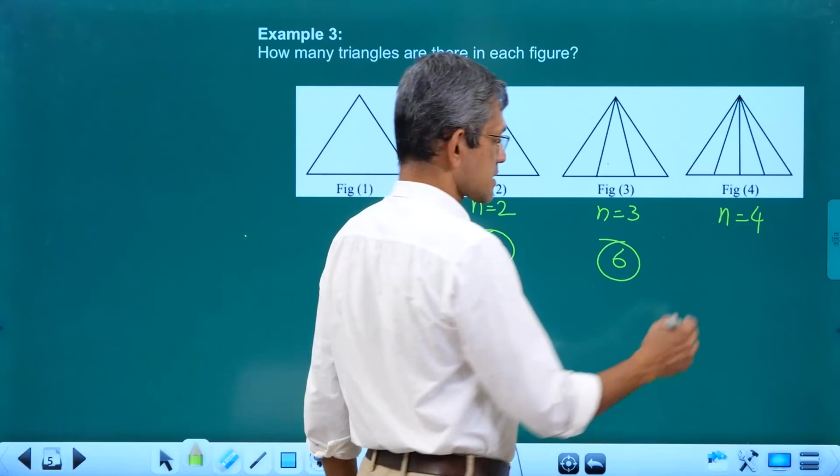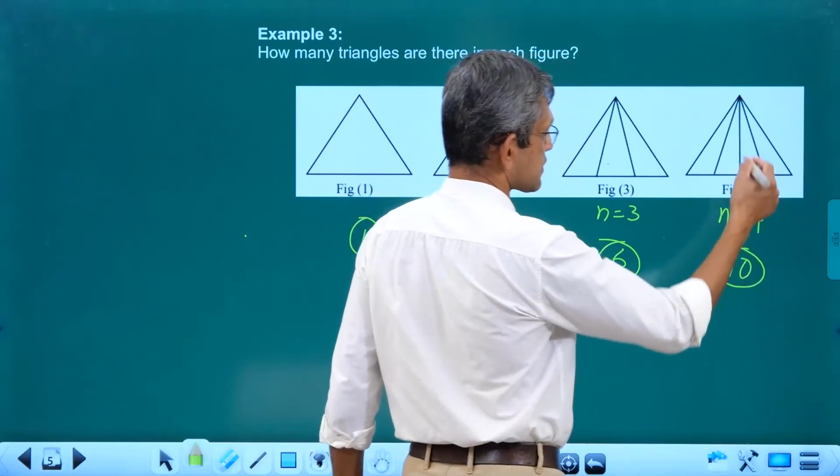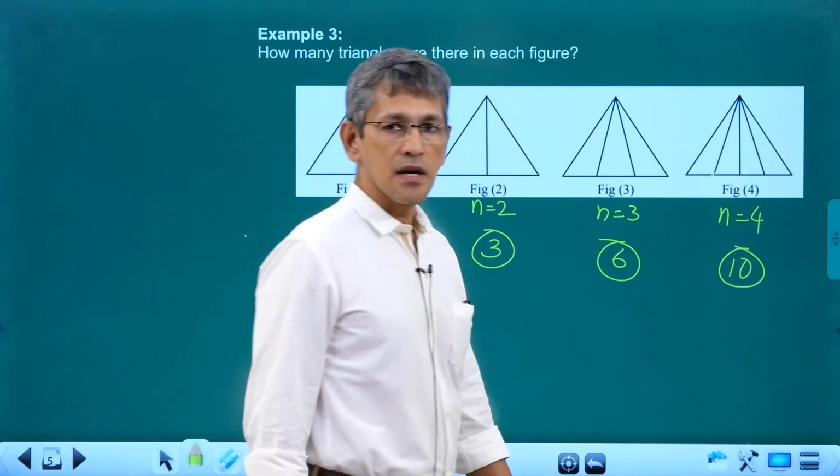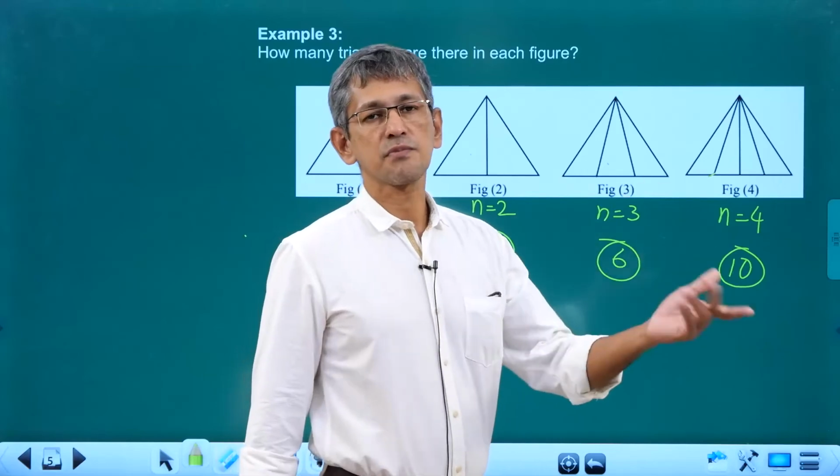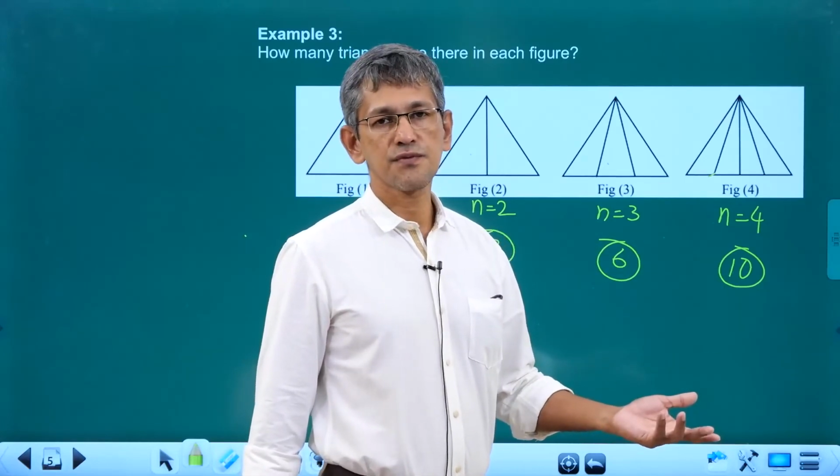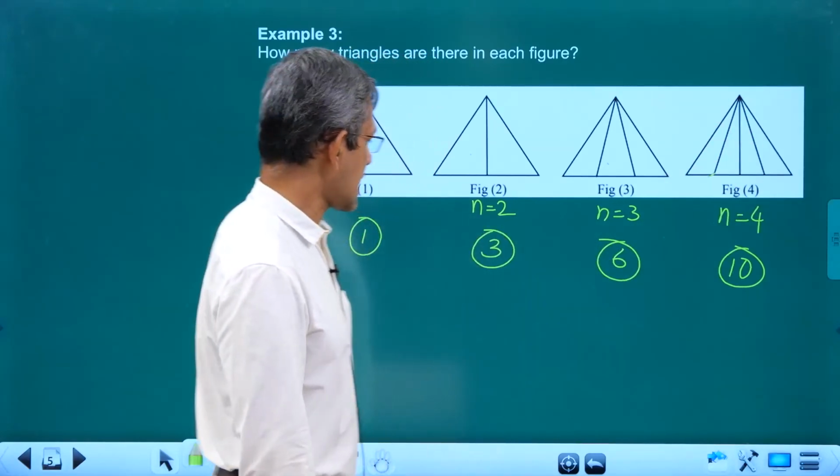So 10 triangles. If it is n is equal to 5, let's say 5 pieces are there. 5 pieces, what do you do? 5 into 6 by 2. 5 into 6, 30. 30 by 2 is 15. So it goes like that.